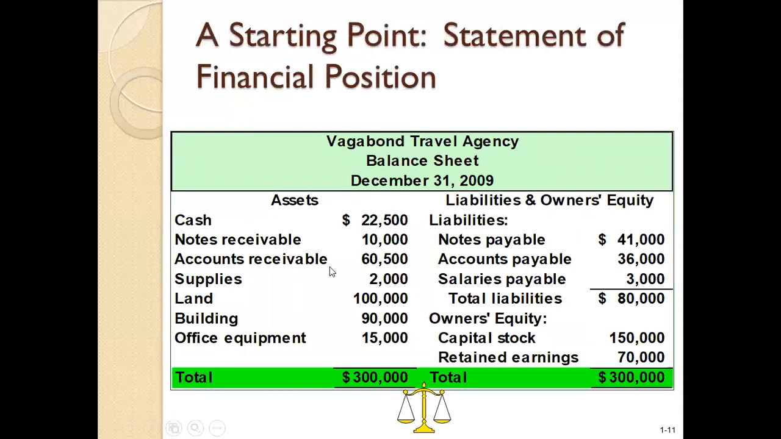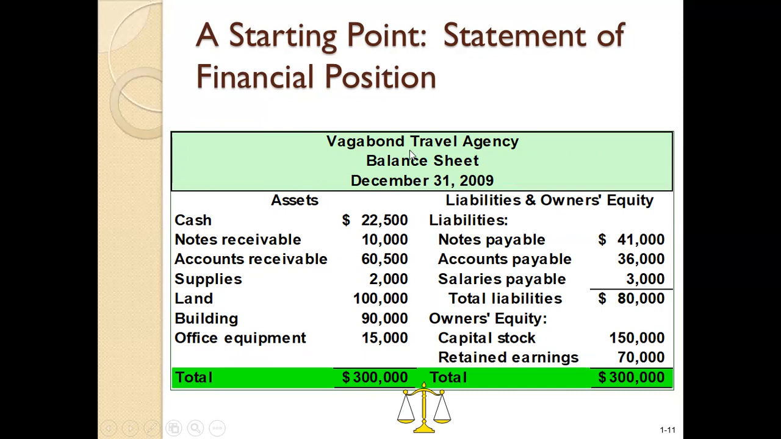Now, this is our starting point. This is a statement of financial position, also known as balance sheet. And you can see that this side shows the assets, whereas the other side is showing you the summary of liability and owner's equity. And over here we have a date.